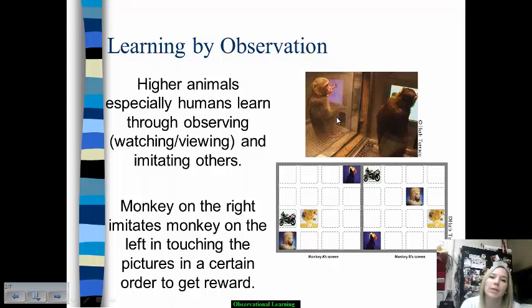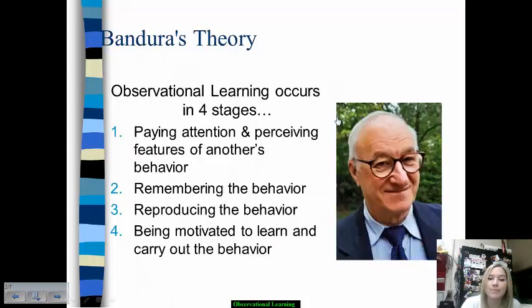So observational learning can, to some extent, involve operant conditioning in the fact that there is a reward or a punishment. However, at the end of the day, the key differentiation is that observational learning involves you viewing what another person does, and then watching what happens to them, and then as a result imitating that behavior.